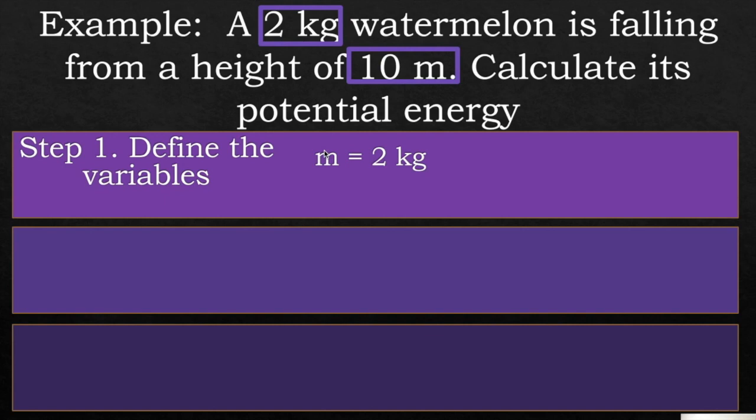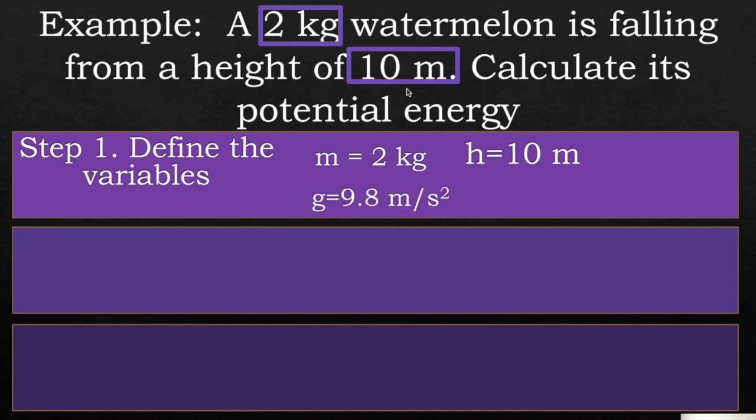Next number that comes up, 10 meters. Since it's measured in meters, we know it's a unit of height. So we're going to say h equals 10 meters. Again, don't confuse this m and this m. This m is mass. It's the letter in the equation. This m is meters. If it comes to the right of a number, you can always assume that it's meters.